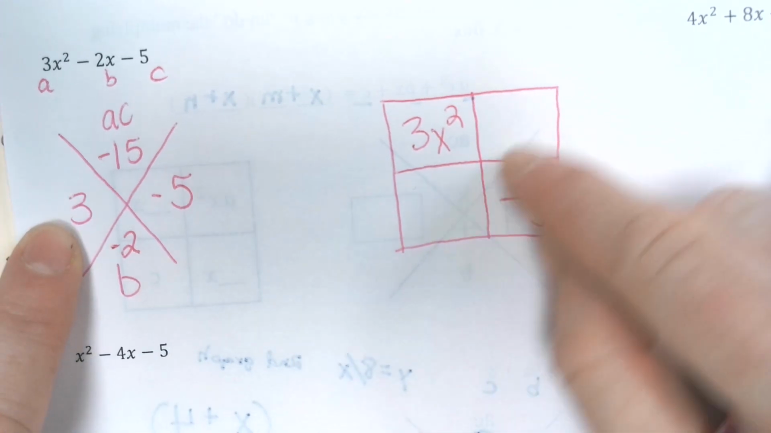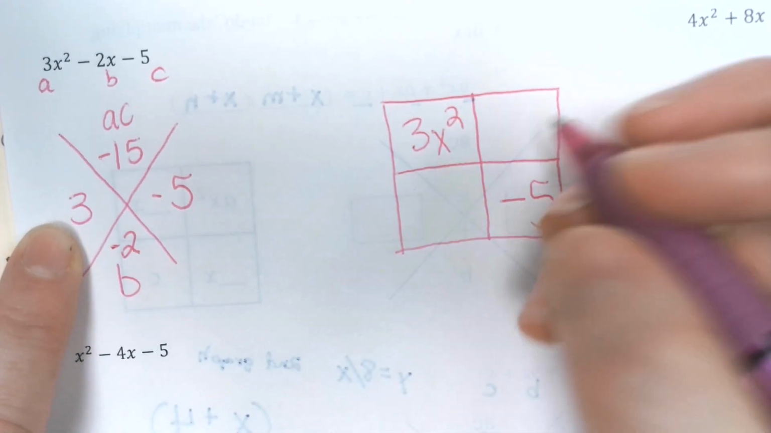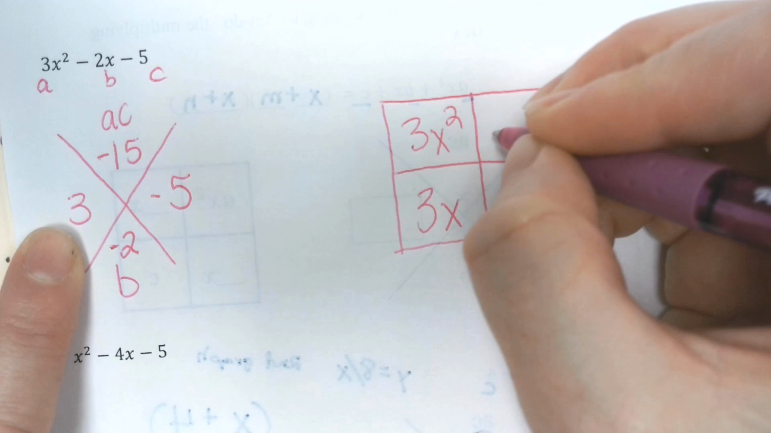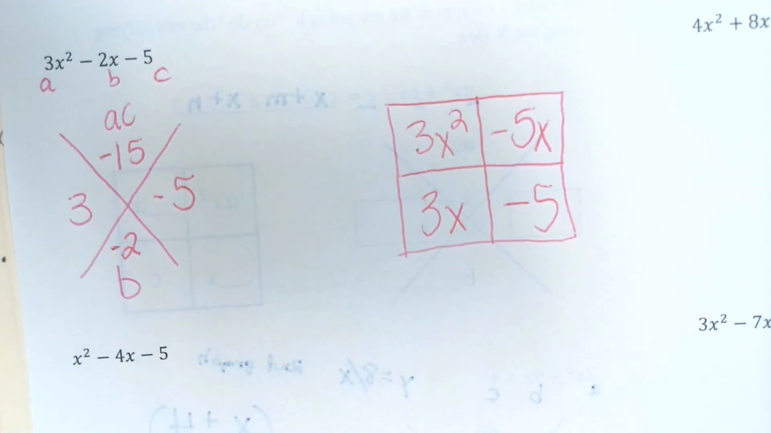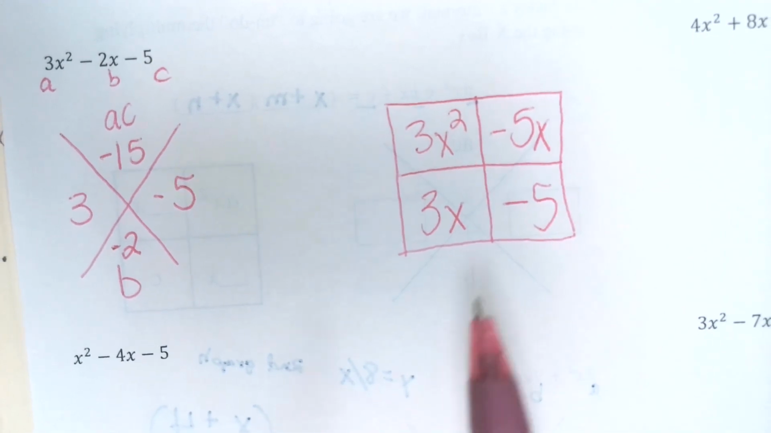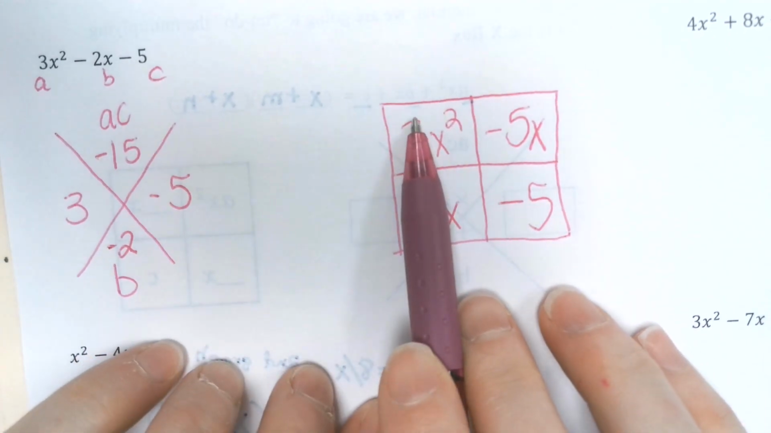So the magic numbers go with these diagonals with x. So 3x, negative 5x. So we filled in the box. Now we got to find out what goes out of the box. To find out what goes out, you look for your GCF, your greatest common factor.